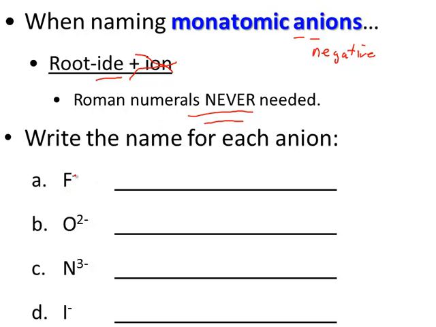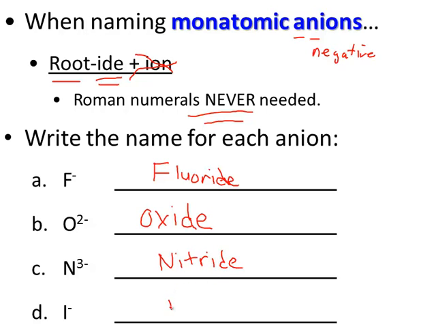So fluorine with a negative charge becomes fluoride. So we've dropped the end, kept the root, and added IDE to it. So fluoride tells us that we're now the ion version of fluorine. Oxygen becomes oxide. Take the root and add IDE. Nitrogen becomes nitride. And iodine becomes iodide. All of these are anions.